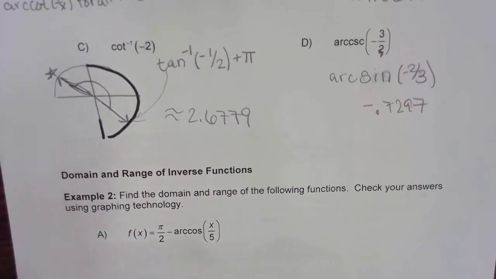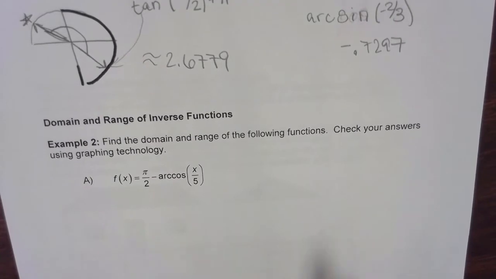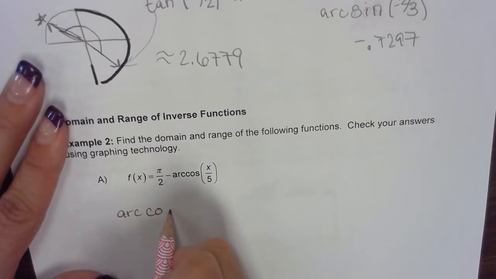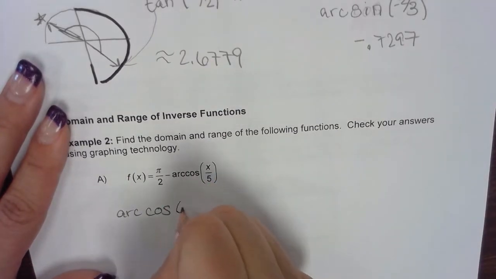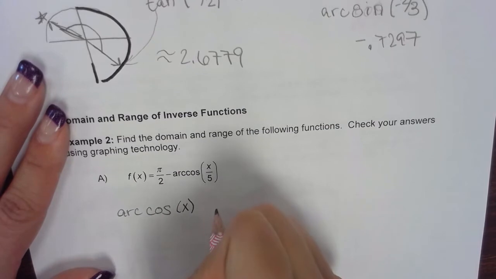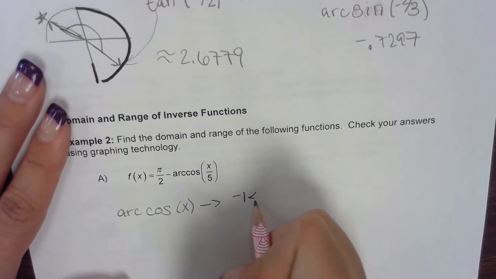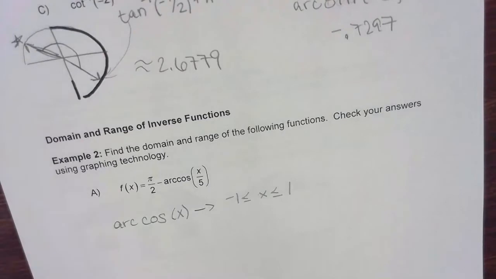Alright, let's go to the next. We are looking at domain and range of the inverse function, okay? Let's remember some of our restrictions here. Arc cosine of x, in general, and you can see that from the worksheet you were supposed to download, negative 1 is less than or equal to x is less than or equal to 1. So x has to fall in between 1 and negative 1.